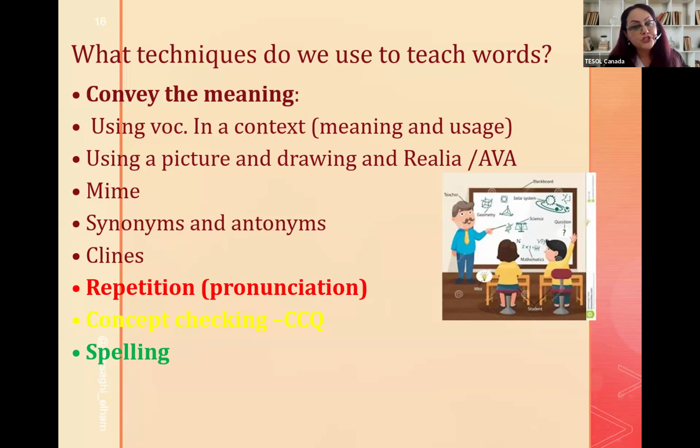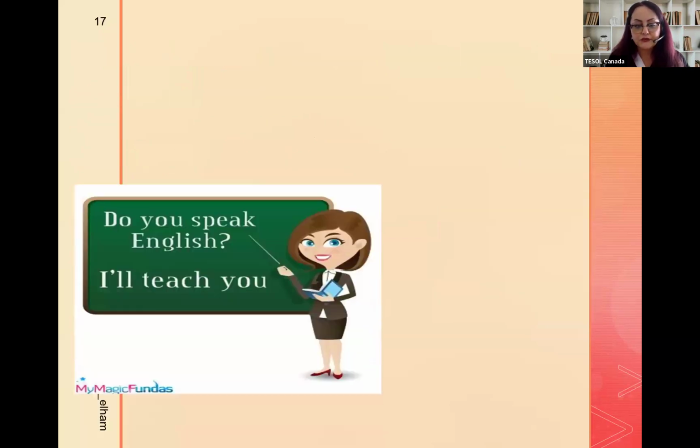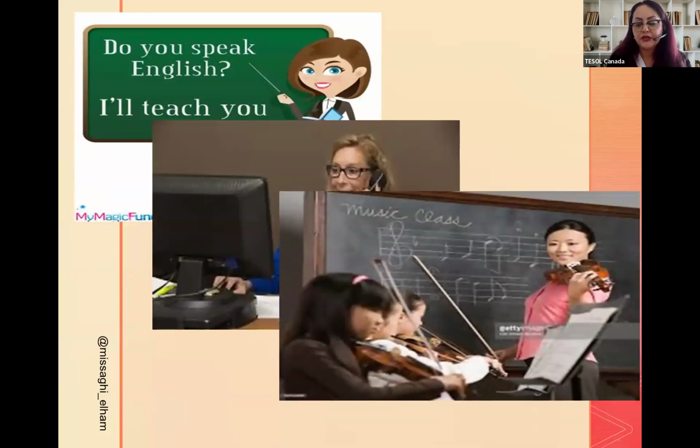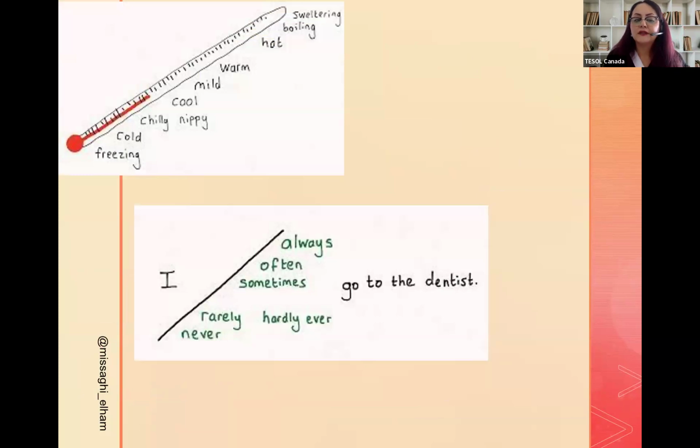Sometimes you use different pictures, like here, teacher, students. They look at the picture and they understand it. You draw it or use different AVA, audio visual aids. Even you can use synonyms or antonyms. It's not dark, it's light. Okay? Or a cline, using a cline like this one. These are props. These are pictures for teachers, secretary, music teacher. That's a cline. That's a cline.